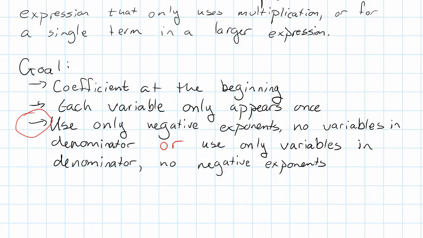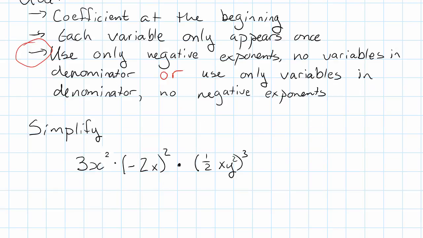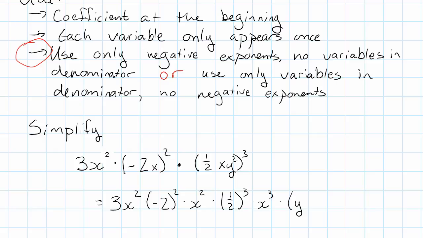Let's try simplifying this expression. Our first goal is going to be to get rid of the parentheses using the power of a product rule. So my 3x cubed is going to stay put. I'll have a negative 2 squared times an x squared times a 1/2 to the third power times an x to the third power times a y squared to the third power.